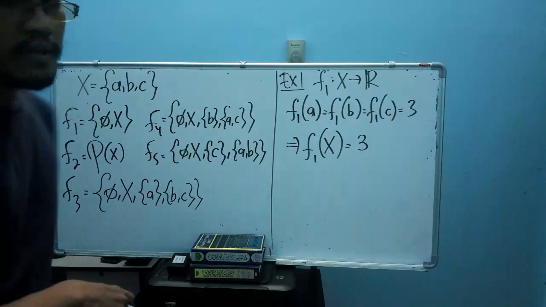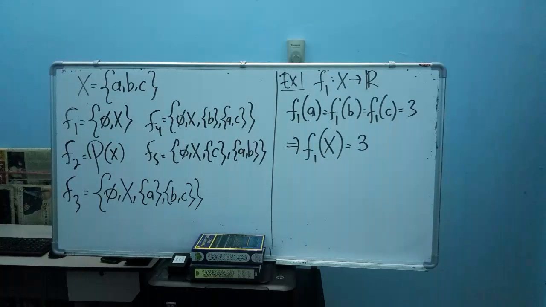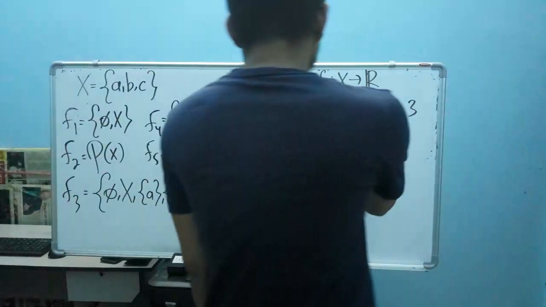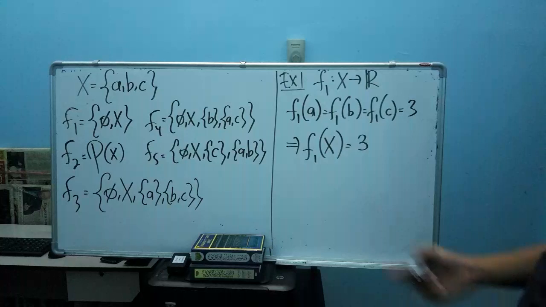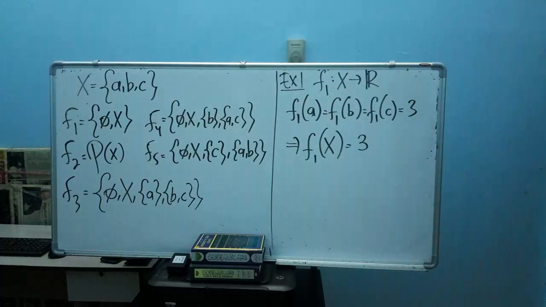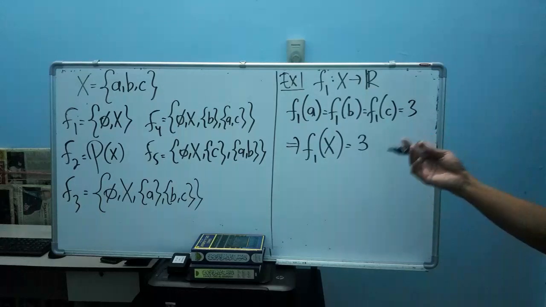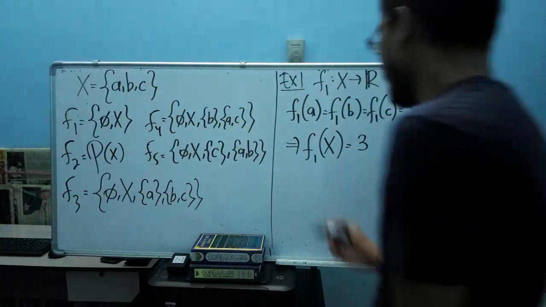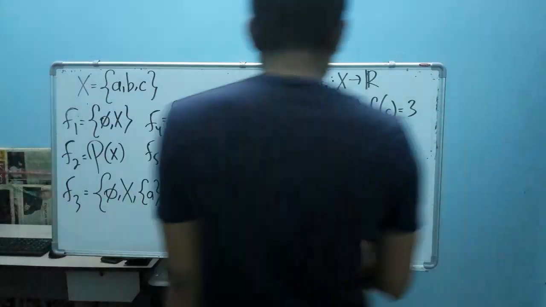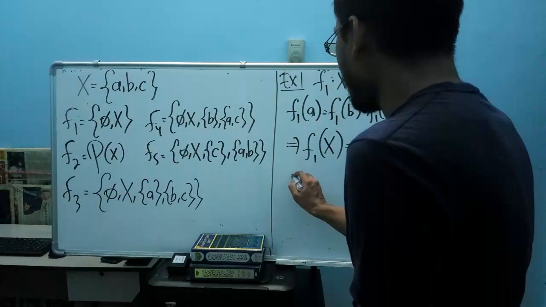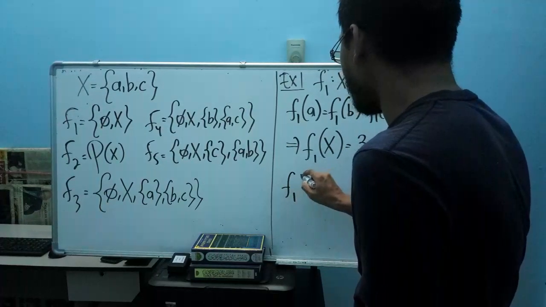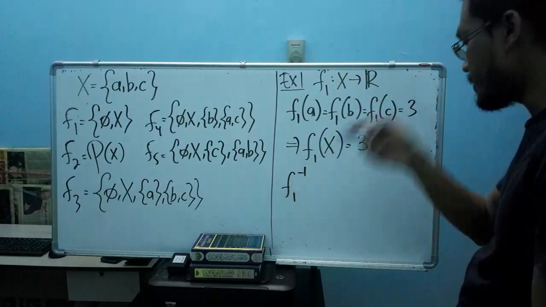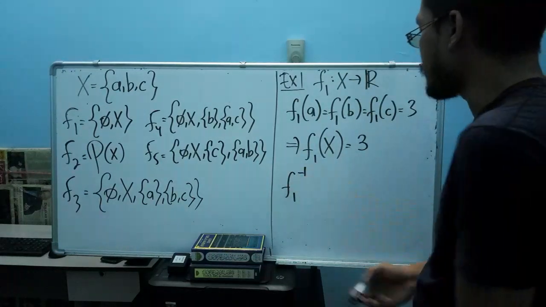Now, from this function f1, let's try to find all possible pre-images of f1. So what do we mean by pre-image? You need to find such a mapping, which I will denote with minus 1, the inverse function, or we call it the pre-image.